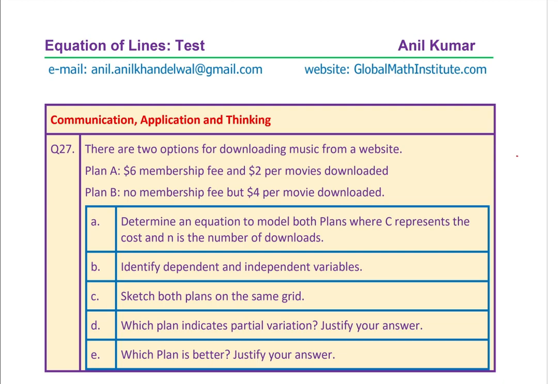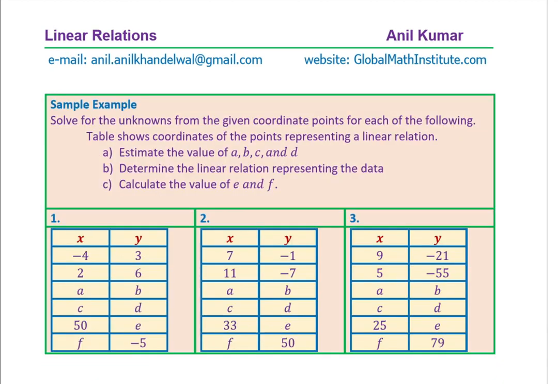Now, here is a very interesting question which is a bonus question for you. It says, solve for the unknowns from the given coordinate points for each of the following. Table shows coordinates of the points representing a linear relation. Estimate the value of A, B, C, and D. So we are given linear relations. You can check from these tables and the unknowns A, B, C, and D and E you need to figure out. Okay. So you should note that these numbers written for X are not sequential.